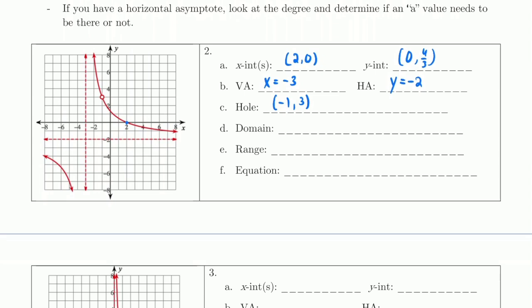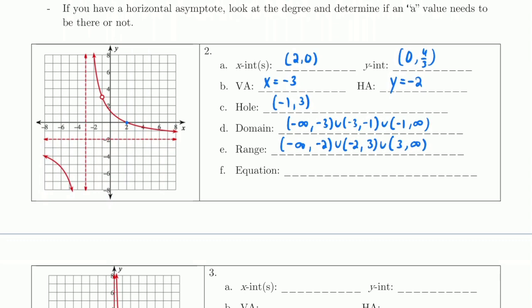And then I'm going to go ahead and write the domain and the range. So from negative infinity, we hit our asymptote before our hole: (-∞, -3) union (-3, -1) union (-1, ∞). And then the range, bottom to top, also hits my asymptote before my hole: (-∞, -2) union (-2, 3) union (3, ∞). Okay, so we determined all that information just by looking at our graph. Now we're going to write the equation.